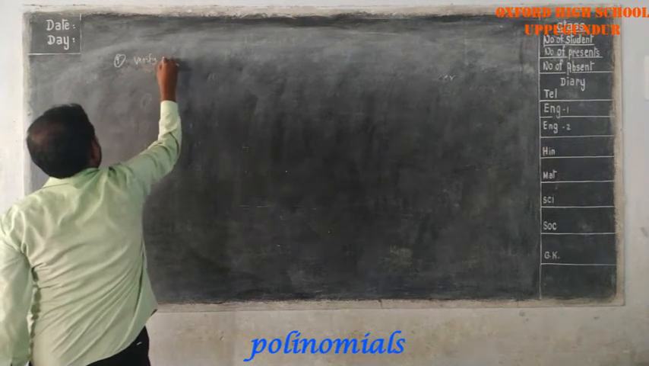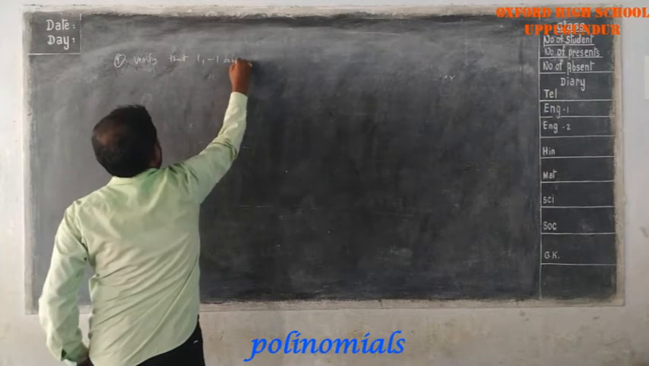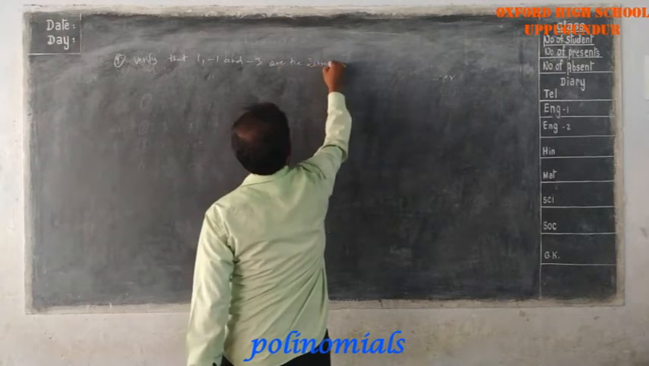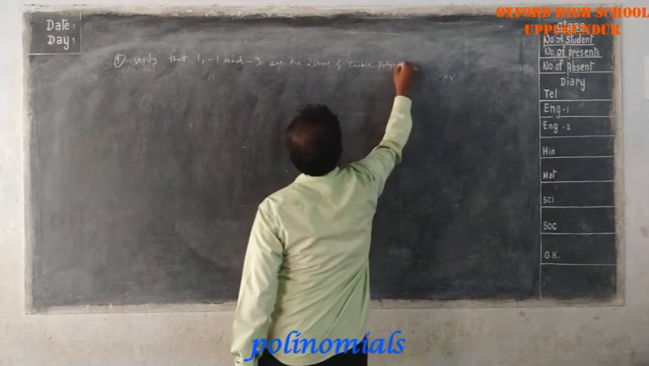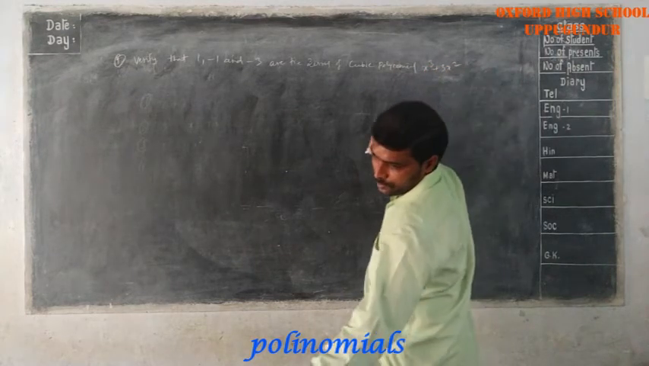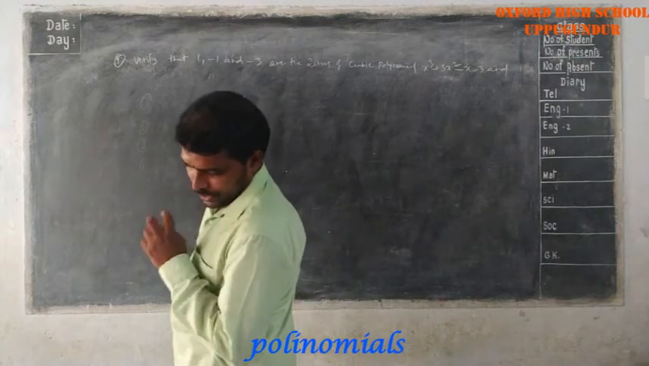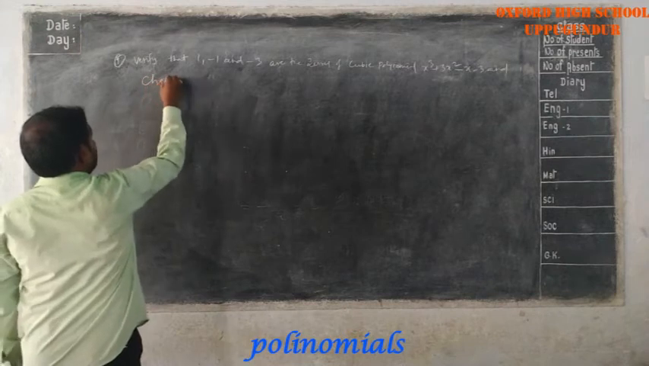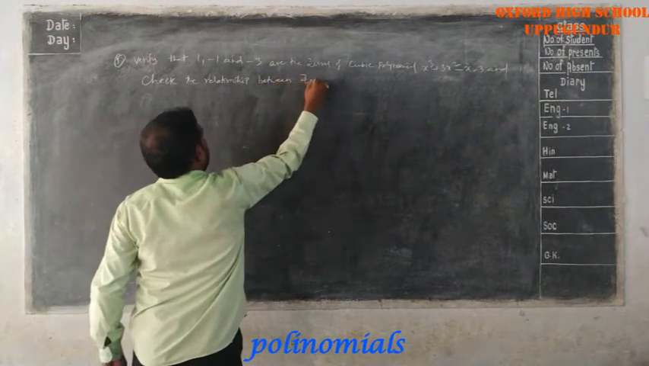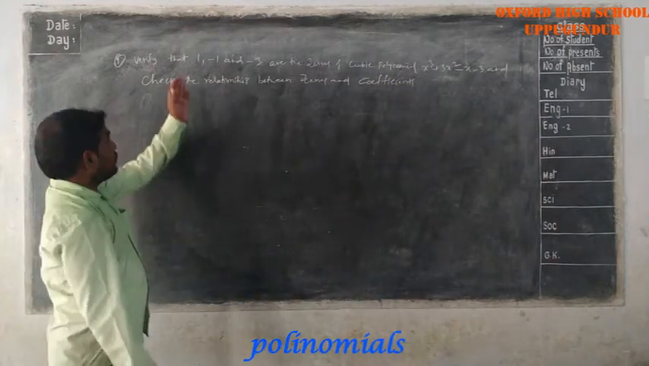Verify that 1, minus 1 and minus 3 are the zeros of the cubic polynomial x cube plus 3x square minus x minus 3, and check the relationship between zeros and coefficients. So first you have to check whether these are zeros of the cubic polynomial or not.